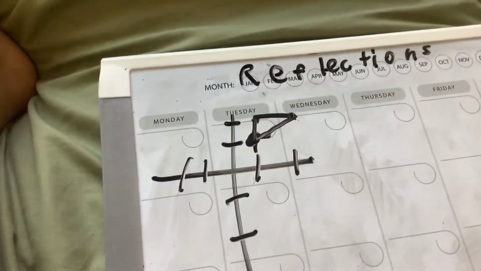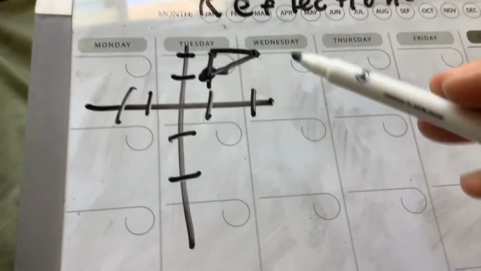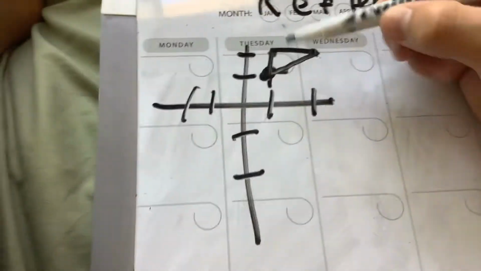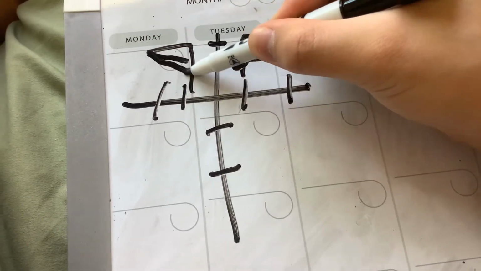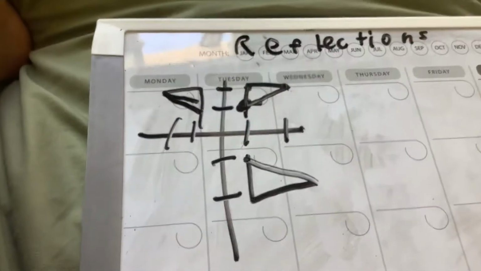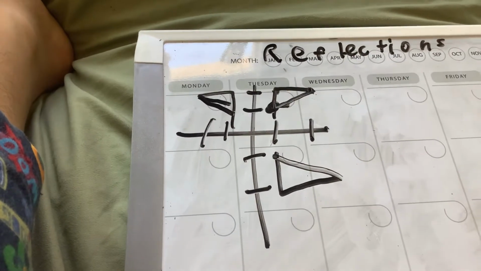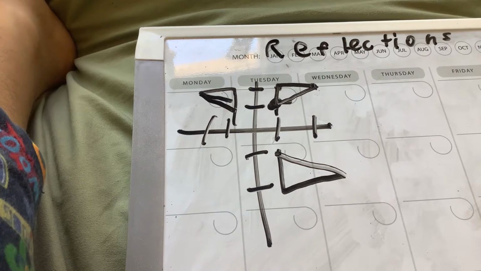Now it says that you have to reflect the triangle across the x-axis. Which one will you do? A over here, or B over here? Now, you figure it out. 10 seconds. Time's up.